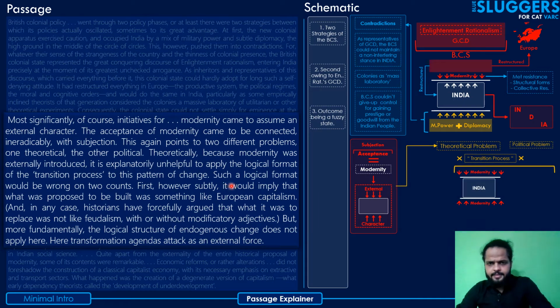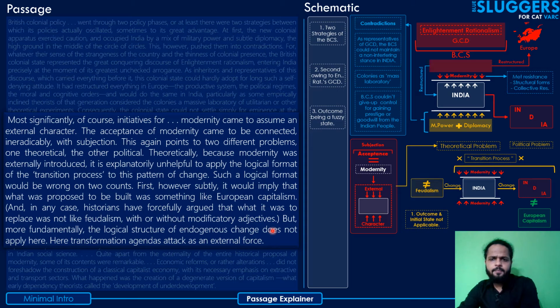In the next sentence, the author says, such a logical format would be wrong on two accounts. First, however, certainly it would imply that what was proposed to be built was something like European capitalism. And in any case, historians have forcefully argued that what it was to replace was not like feudalism, with or without modificatory adjectives. So the author first says that such an application of this logical format will be incorrect on two accounts, and then goes on to describe the first account here.